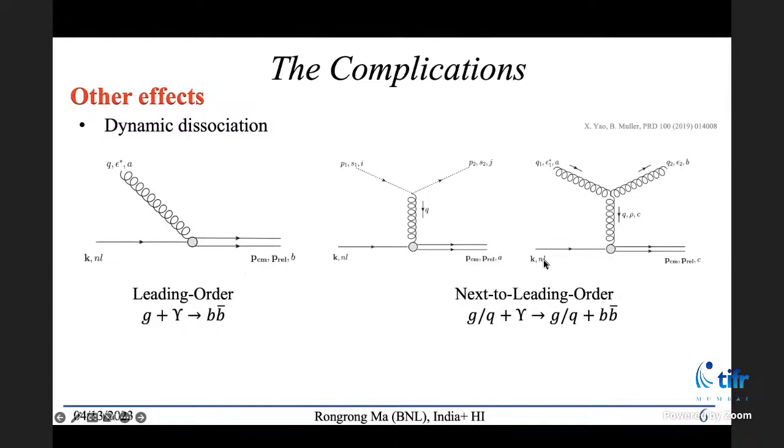Or you can also have next-to-leading order processes, like a scattering between a quark and the quarkonium, or the gluon and the quarkonium, and then the end product will be, again, that the quarkonium is dissociated. So this also happens. Of course, if you have a higher temperature, this dynamic dissociation also happens faster or more frequently. So in that sense, it's also somewhat related to temperature, but I think its connection to temperature is much less direct compared to the static dissociation.